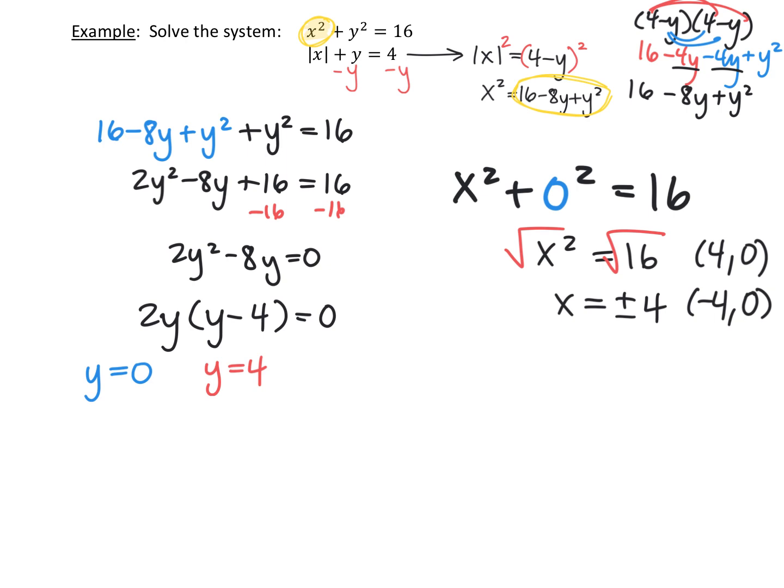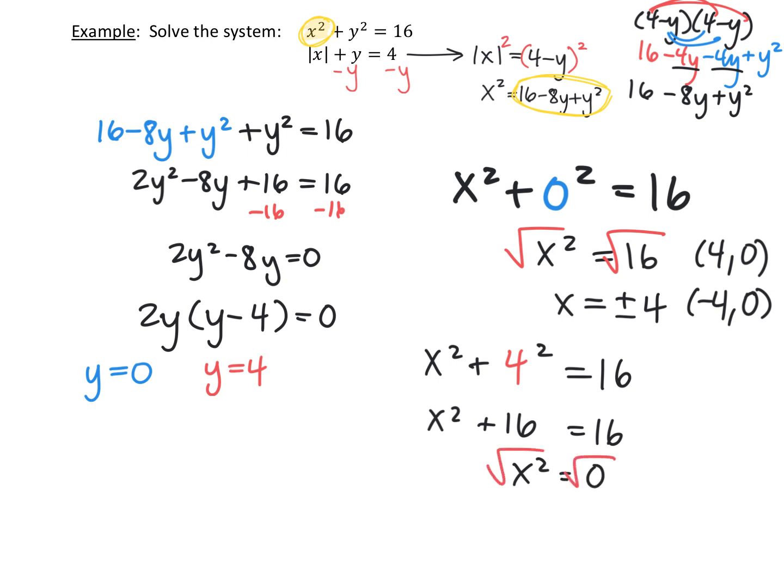Do the same thing, but now you're plugging in 4, so I'll do this in red because my answer over there was red. X squared plus 4 squared equals 16. So let's see, you got x squared plus 16 equals 16. And if you subtract, you get x squared equals 0. If I take the square root of that one, I get just 0. So when y is 4, x is 0. So make sure it's 0, 4. So your 3 solutions are 4, 0, negative 4, 0, and 0, 4.